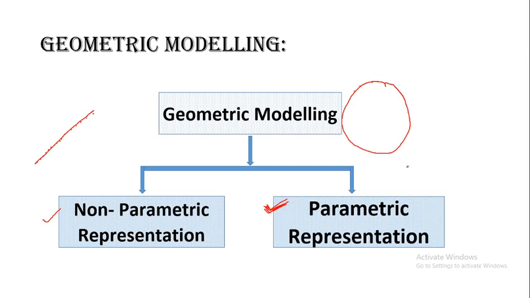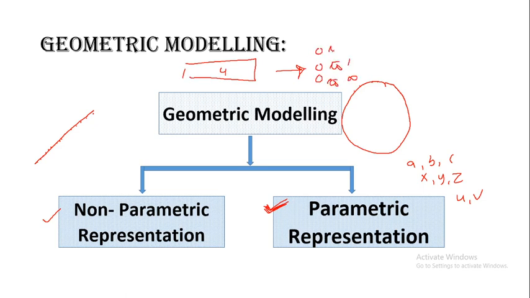In the parametric method you're supposed to use some parameter, maybe a, b, c, x, y, z, or you can say u, v. Any parameter you can use to calculate the pixel. In that case one equation will be there. In that equation one parameter will be there, and you have to vary this parameter from 0 to 1, 0 to infinity, or 0 to 360. By varying this parameter you will get the points or the pixels on the circumference of the circle.